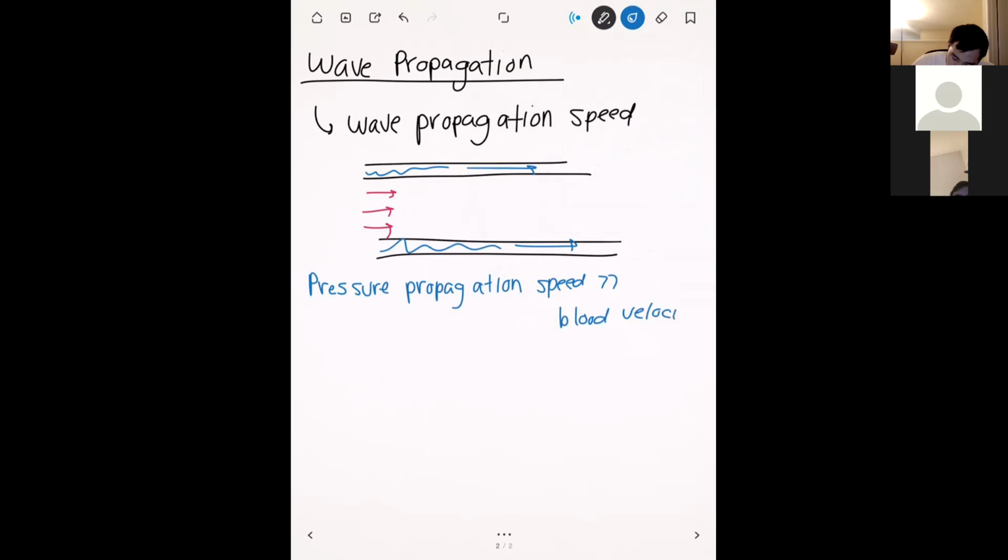Okay. If you want to put some numbers on this, then depending on where you are in the body, the pressure wave propagation speed can be anywhere between 5 to 10 times greater. And so it travels a lot faster than the blood, okay? All right. Because you have these pressure waves traveling down the blood vessel wall and reflecting on the capillaries and coming back, this is going to affect the pressure waveforms that you observe in the body, okay?